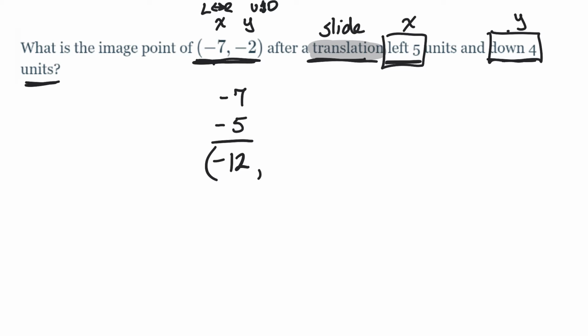And on the other hand, our Y value, which started at -2, is also going down, which is on the Y-axis. The way we go down is to subtract from the Y values. So if we go down 4 units from an already -2, the new location of this point is going to be at -12, -6.